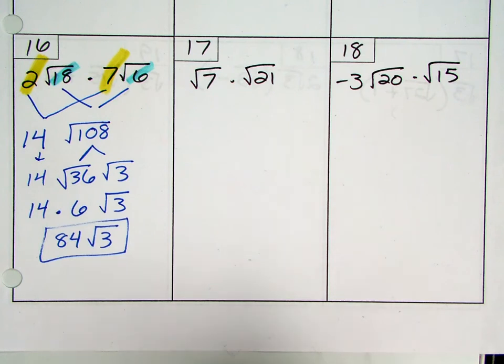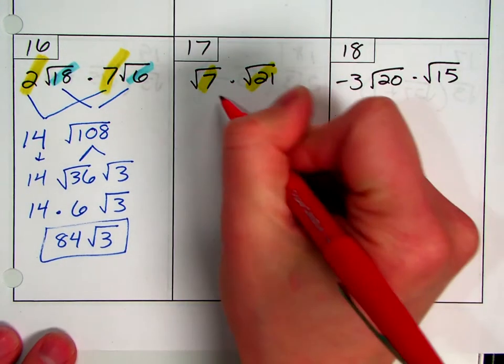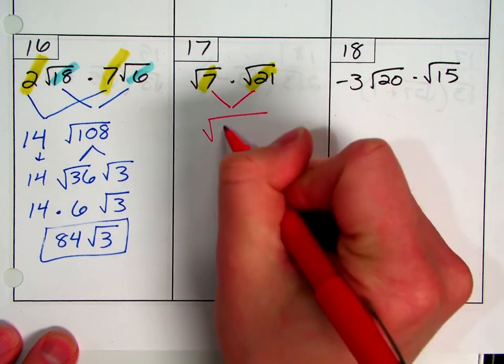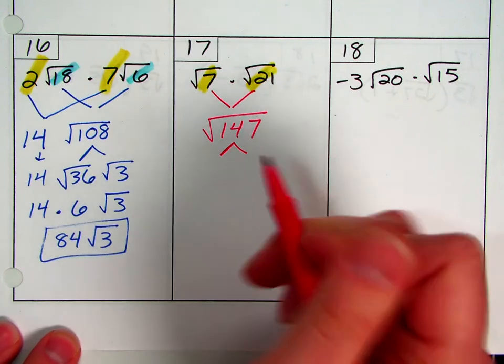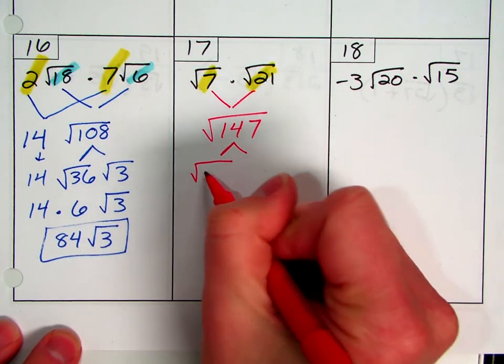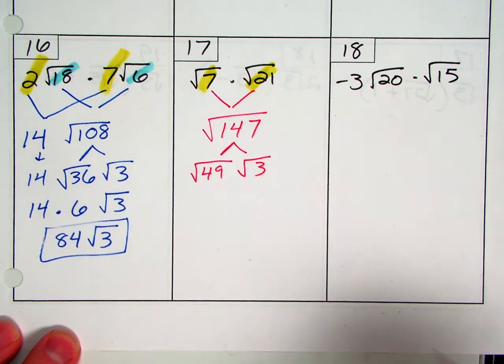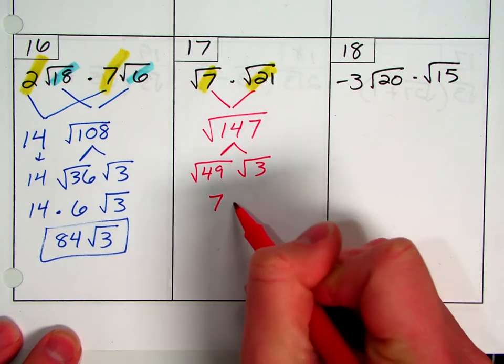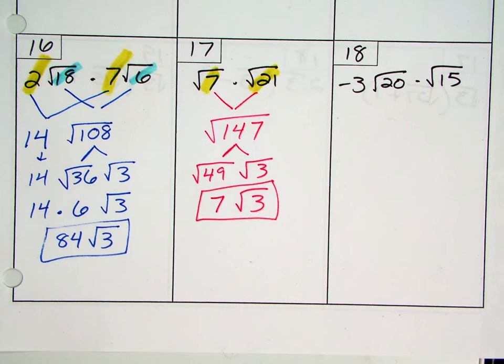Number 17, there are only numbers inside the radical, so we can multiply both of those together to get the square root of 147. Since 147 is not a perfect square, I need to break it up into a perfect square and another number. The largest perfect square that goes into 147 evenly is 49, and it goes in there 3 times. The square root of 49 is 7. We cannot take the square root of 3, so we leave it in the square root, and your final answer is 7 square root of 3.